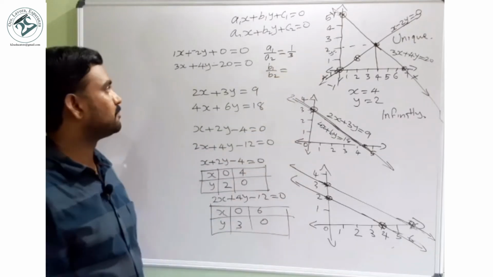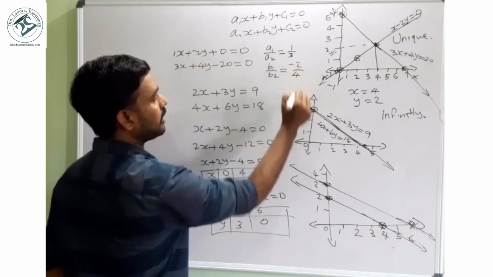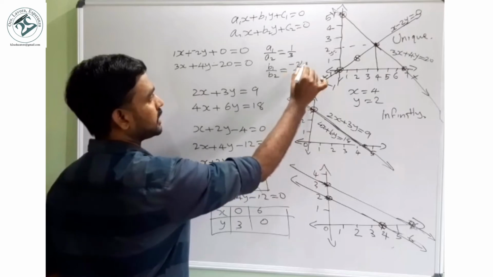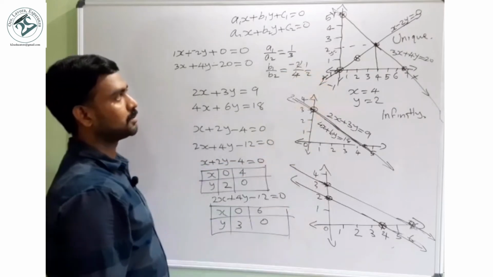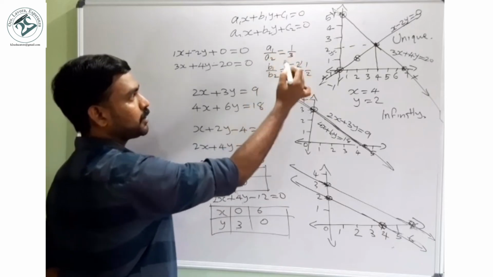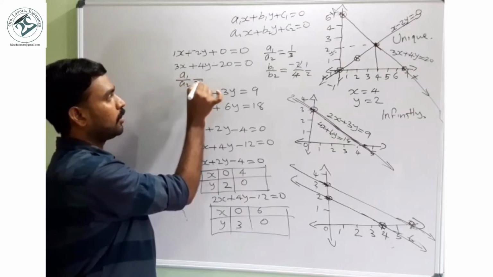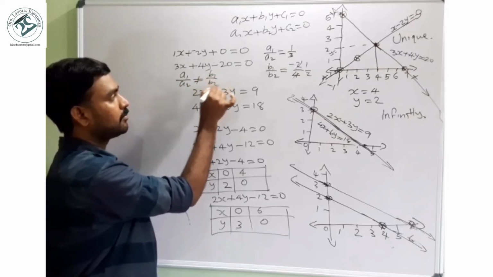b1 by b2. b1 is minus 2, here minus 4. So minus 2 divided by 4, 2 and 4 cancel, 1 by 2. This is minus 1 by 2. So we can say this a1 by a2 answer and b1 by b2 answer are different. So a1 by a2 is not equal to b1 by b2.